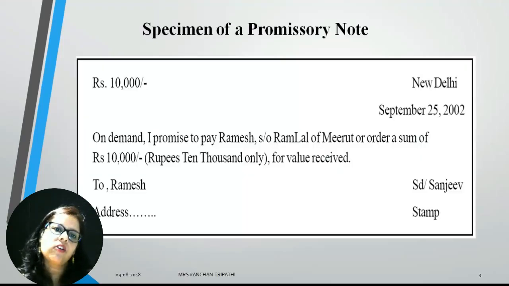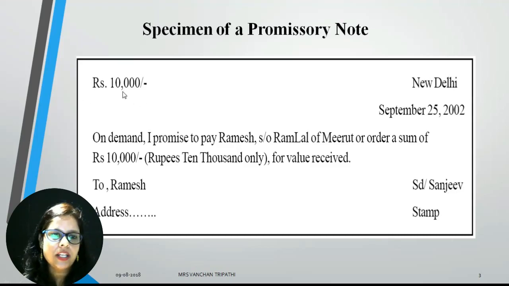This is the specimen, or you can say the format, of a promissory note. You can see here the amount is written, the place is written and the date is written, and the language of the promissory note should be like: on demand, I promise to pay Ramesh, son of Ramlal of Meerut, or order, a sum of rupees 10,000 for value received. Then the address of Ramesh, and it is signed by the drawer, that is Sanjeev, and stamp. So basically this is the specimen of the promissory note.